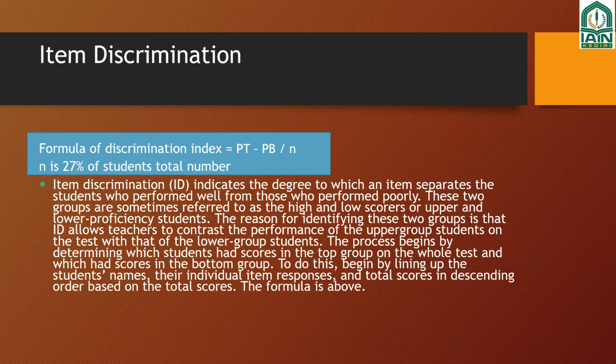The reason for identifying these two groups is that ID allows teachers to contrast the performance of the upper group students on the test with that of the lower group students. The process begins by determining which students had scored in the top group on the whole test and which had scored in the bottom group. To do this, begin by lining up the student names, their individual item responses, and total score in descending order based on the total score. The formula is in the blue box.